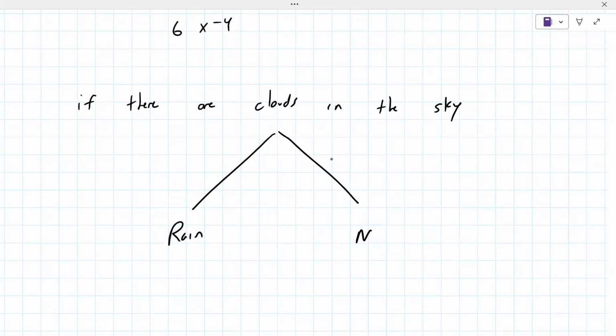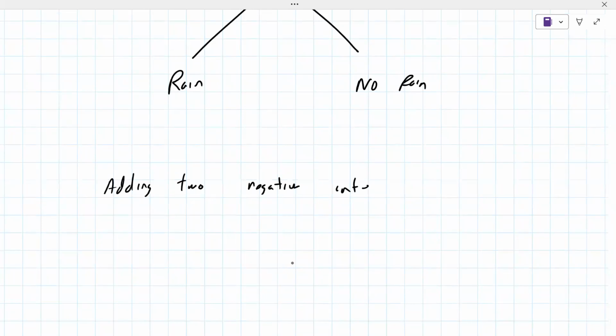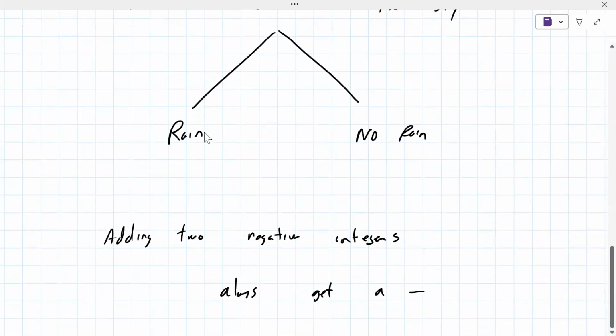No, no rain. It could be, all right, but there are situations where it always leads to something. And that's what the math ones are, the better ones. Like if you say adding two negative integers, you always get a negative. But there are problems where you sometimes get one thing and sometimes you get another. And that's the whole point here.